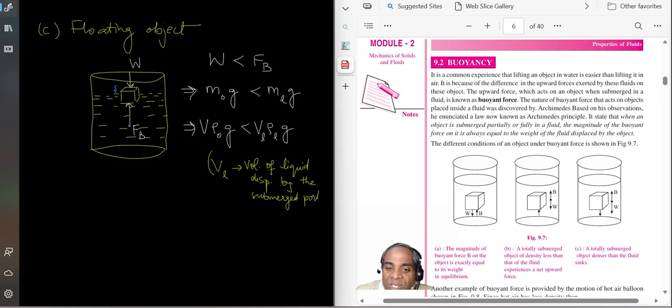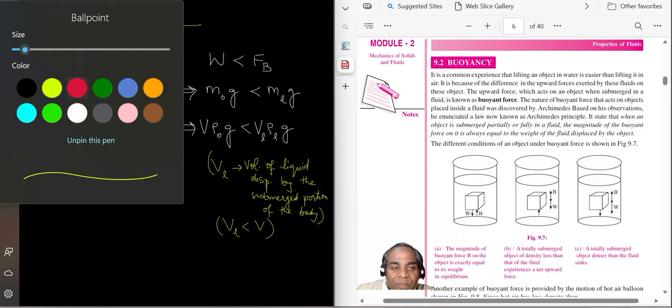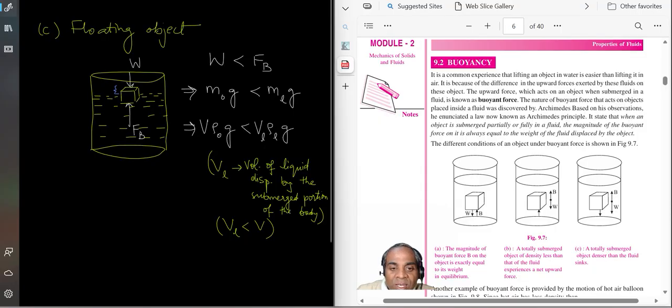Okay, not the entire volume of the liquid. So obviously we can say here VL is less than the entire volume of the object. This we need to keep in mind. So now I will assign this as equation 1. From 1, again I will write the equation 1 for clarity.